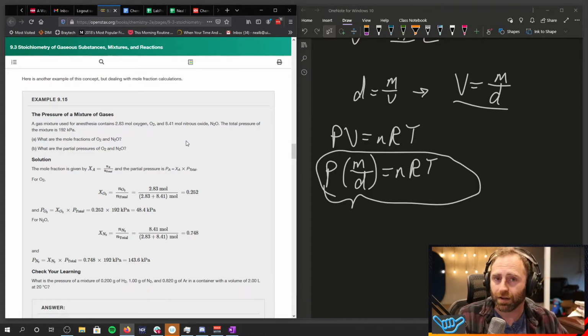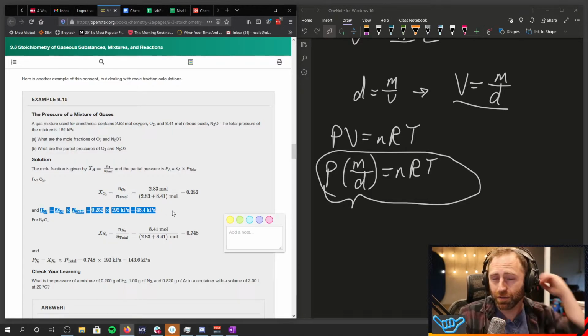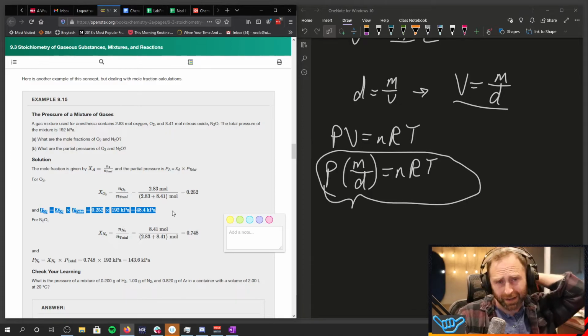Because the definition of mole fraction is take your component and divide that by your total. So if you're trying to figure out the mole fractions of oxygen and nitrous oxide, boom, you just use your definition. Your partial pressures, we just talked about the previous expression up there where you would take, to solve your partial pressure of oxygen, you take your mole fraction of oxygen, multiply that by your total pressure, and boom, you got that.